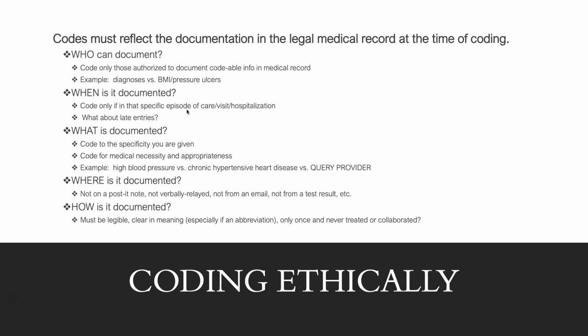And then how is it documented? If you can't read it, if it's illegible, you shouldn't be coding it because you're not sure about it. It's got to be legible and clear in meaning. Providers like to come up with new abbreviations all the time, and that's great, but if it's not clear in meaning to someone who would come in and review the chart, meaning Joint Commission or somebody from the state medical board, if they can't pick it up and read it and understand what that abbreviation means, it's not appropriate. It's not properly legibly documented and needs to be clarified.